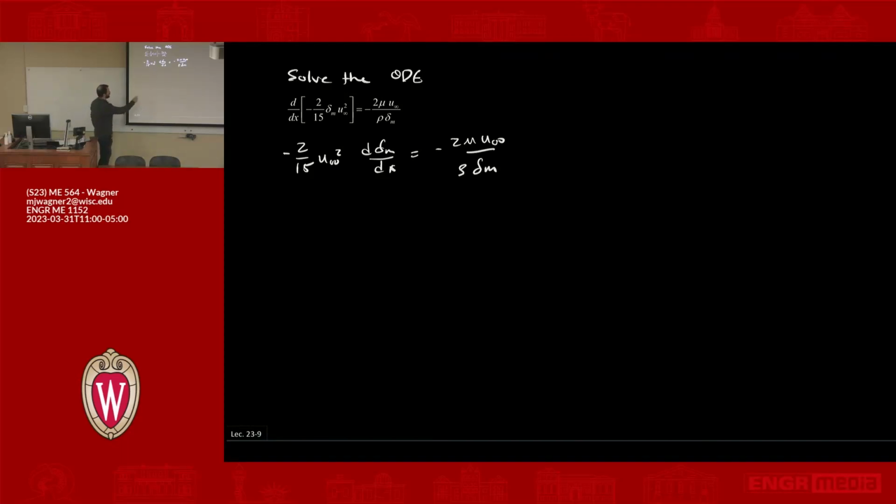All right, this is a separable equation, right? We have dx in the denominator here, and we have delta m. So we could bring the delta m's together and bring the dx to the other side. And doing that, we would get this equation. We would get delta m d delta m is equal to 15 mu over rho u infinity dx. Right, so that's our ODE.